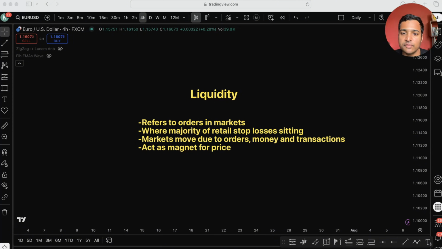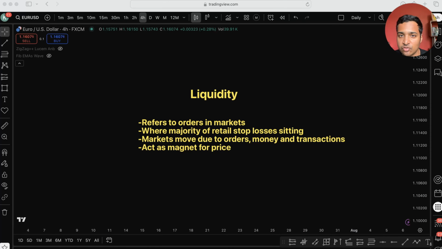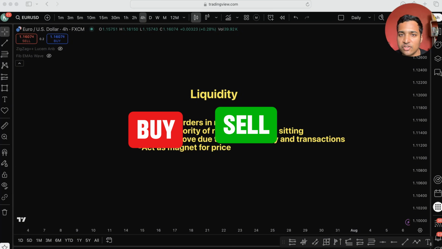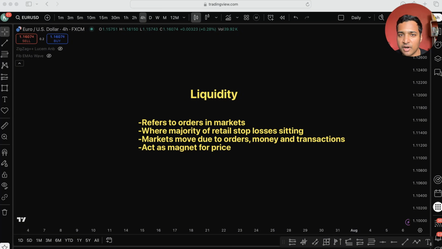Remember, markets move due to orders, money, and transactions taking place and passing hands. Imagine a big swimming pool filled with water. The more water there is, the easier it is to swim, right? And that's similar to market liquidity. It's how easy we can buy or sell something without causing big waves in price. And remember, it's the big players like banks and institutions that actually move the markets, not everyday retail traders.